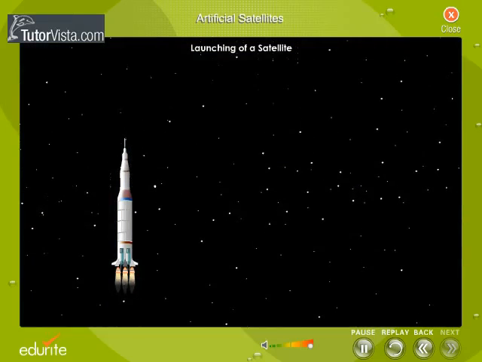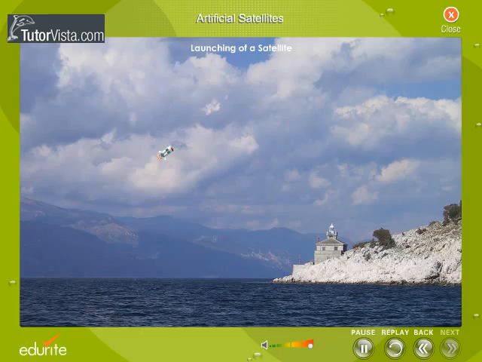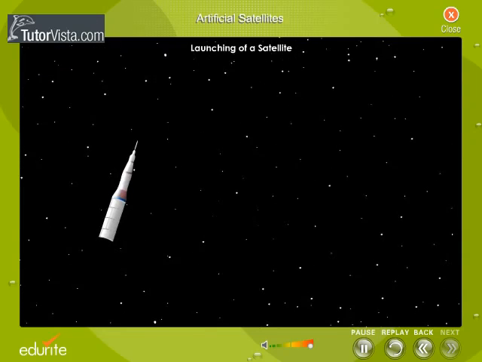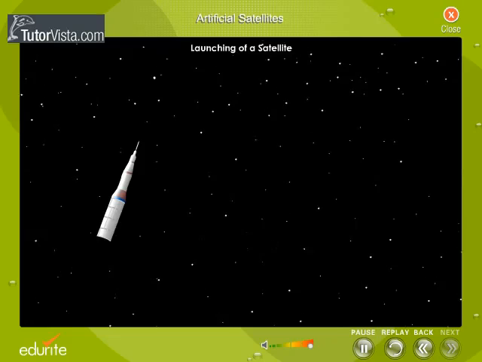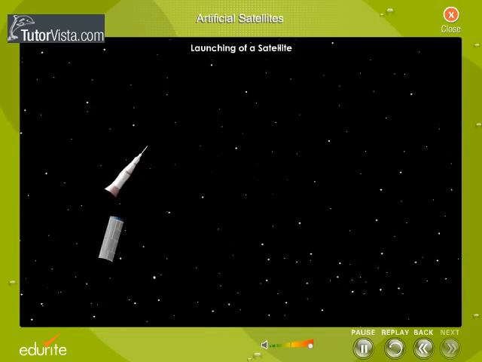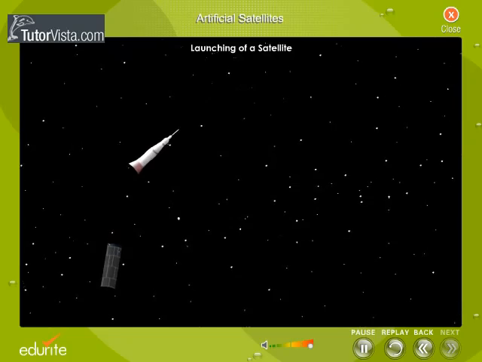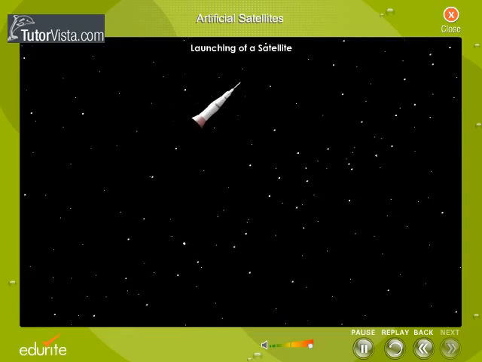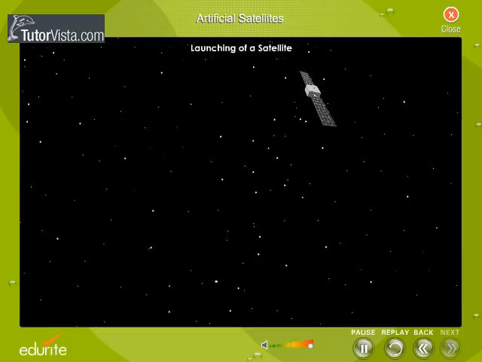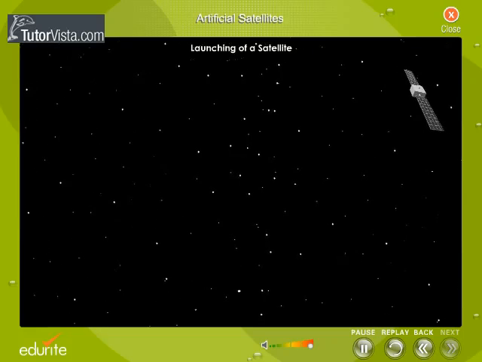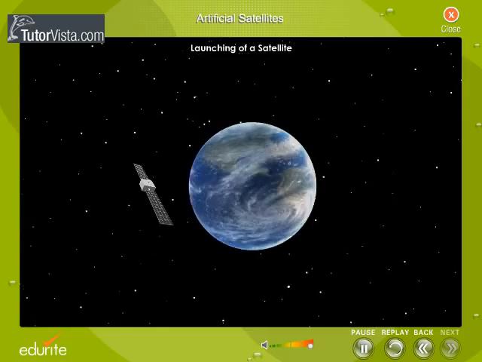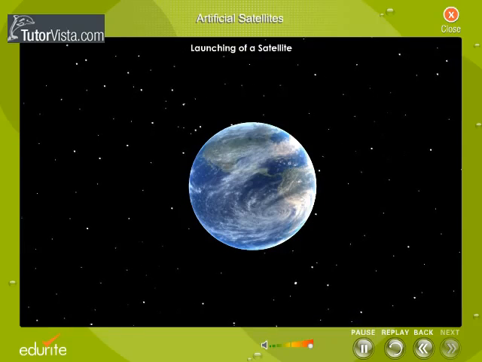After the first stage burns off and falls back to the Earth, the rocket gets tilted. Now the second stage burns and the rocket attains a higher velocity. Slowly, the second stage gets detached. The final stage of the rocket tilts the satellite in the horizontal direction and gives it a proper speed of 3.01 km per second to orbit around the Earth in a closed path.